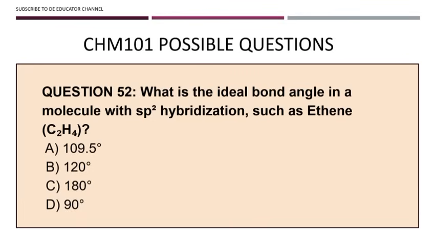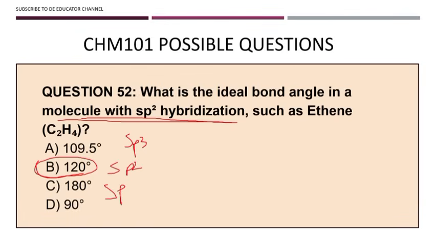52. What is the ideal bond angle in a molecule with SP2 hybridization? Another thing you'll be taking note of is the angle. The correct answer is option B, 120. So the hybridization determines the type of bond angle. This one is for sp3, then this is sp2. Then when it is 180, it is sp.